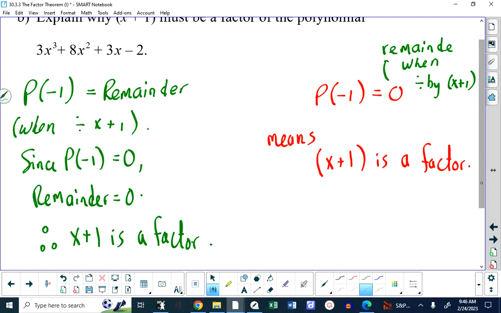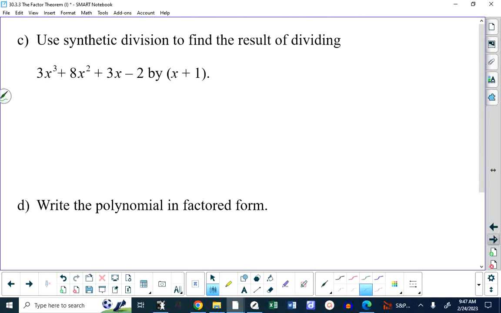Now, you have to understand something. I led you to this by saying use -1. Right? You don't know what numbers might produce this, but that's going to be part of our problem-solving strategy. All right. Use synthetic division to find the result of dividing the original polynomial by x plus 1.